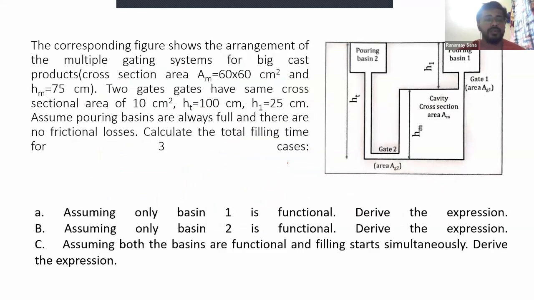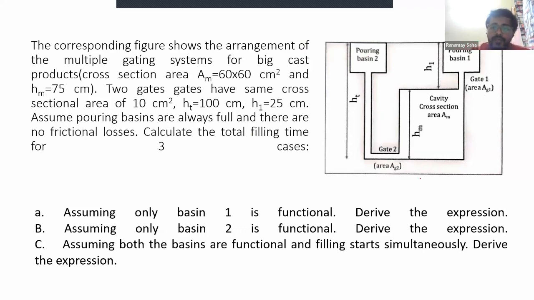So now we take on a different track. It is actually asking about a casting process. There are two pouring basins in place of one, pouring basin 1 and 2.